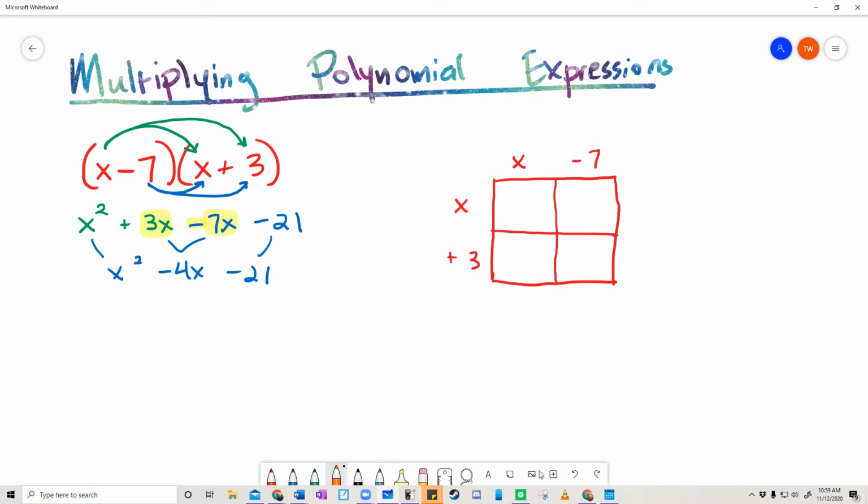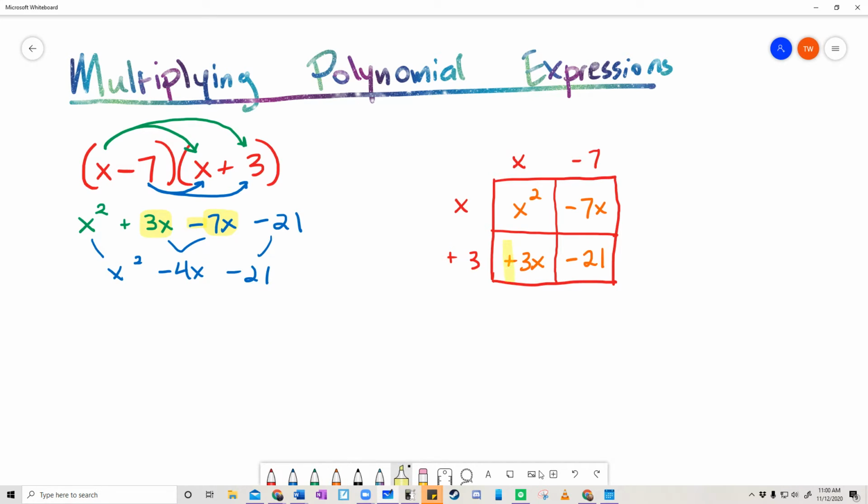And then whatever terms line up, so the x lines up with the x and gives me x squared when I multiply. The 3 lines up with the x and gives me positive 3x. The x lines up with the minus 7. When I multiply them, I get negative 7x. And 3 times negative 7 is negative 21.